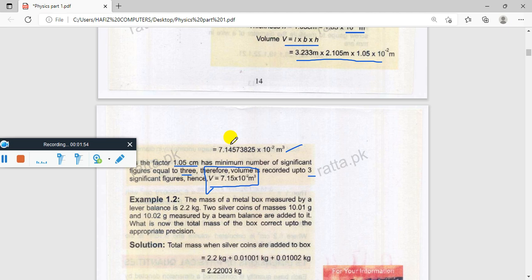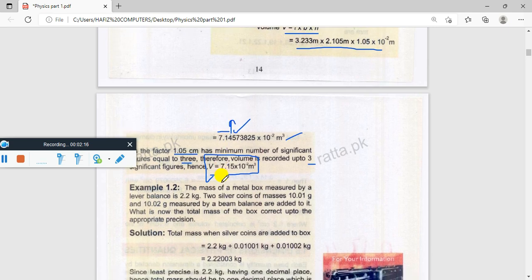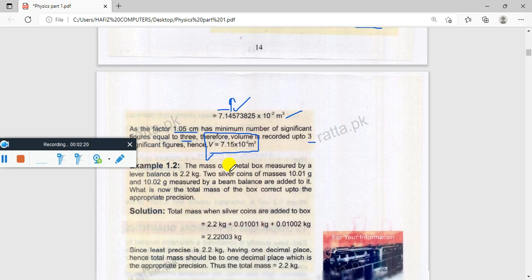Here we have 7.1457. As we are going to report it up to 3 significant figures, we will see the next digit according to the rules which we discussed in our previous video. If the digit is 5 or more than 5, we will round up, or increase the previous digit by 1. So we have increased it to 7.15 exponent minus 2 meter cube.